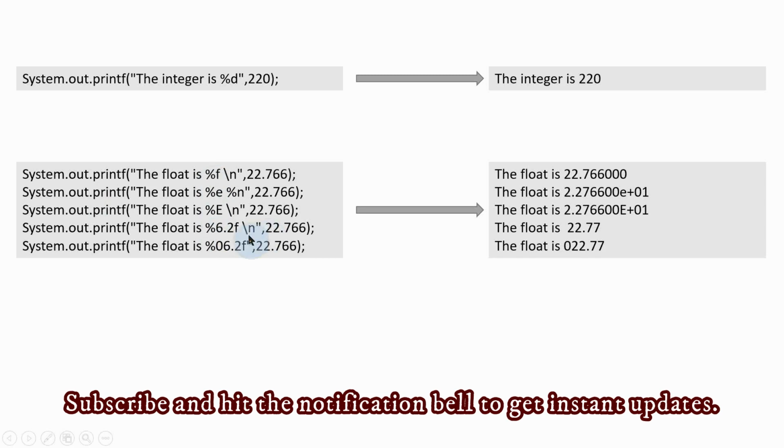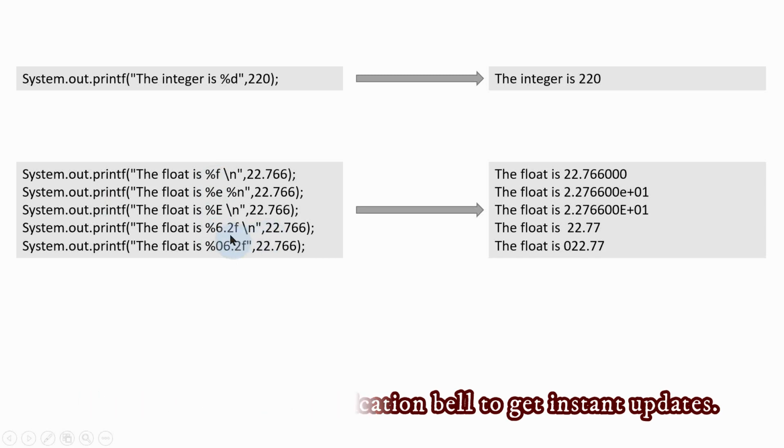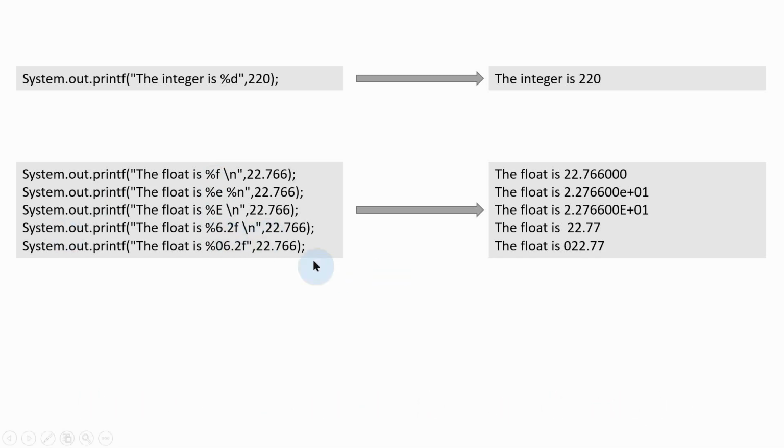In the next example, I have mentioned the length of the total floating point number I want to display, and also I am specifying how many digits I must have after the decimal point. So if you observe in this example, I have mentioned 6.2f. That means the length of that total floating point number is 6 characters. In that, 2 characters are allocated to the digits after the decimal point. So this length of 6 includes the dot. Now if I display this floating point value by using this format specifier, then I got 22.77 here. See, 766 is rounded off now to 77.